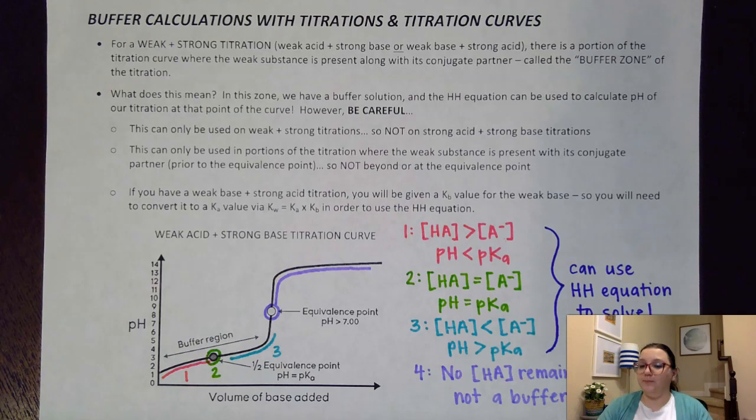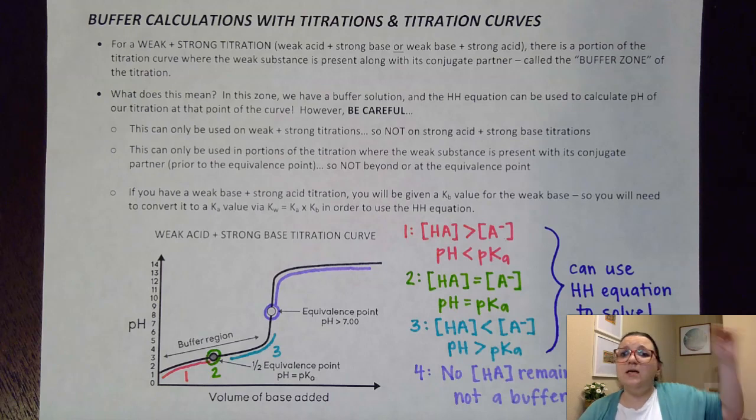Now, here's the cool part. If you wanted to save yourself some time on those titration calculations, and you knew for a fact that you were in the buffer zone, then you could use the HH equation in those titration problems. And I'll show you how to do that here in just a moment. However, I say this with some hesitation. I find that students try to use the HH equation all along the titration curve instead of just where it's appropriate. And so that's why I did not show this to you in the beginning.